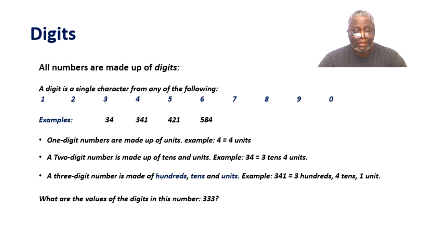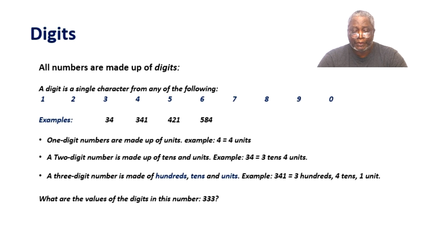Example: 341, 34, 421, 584. On their own, we just take it for granted that we know them, but what really do they mean? One-digit numbers are made up of units. Example: 4 is equal to 4 units. A two-digit number is made up of tens and units. For example, 34 is 3 tens and 4 units. And a three-digit number is made up of hundreds, tens, and units.